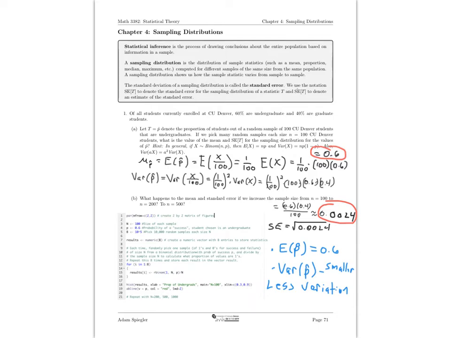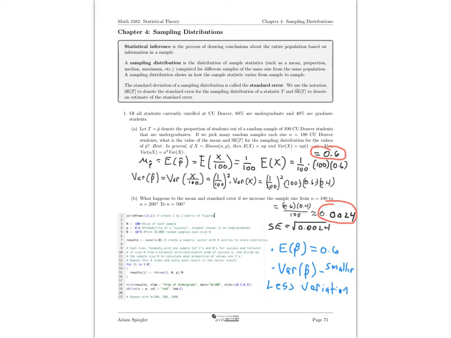So here's some R code down here. What I'm doing here is saying, let's say we have samples of size 100, and we have a probability of success of 0.6. So anytime I pick one person out of the 100, the odds that they're an undergrad is 0.6. And I'm going to repeat by picking 10,000 random samples, each of size 100. So this is going to simulate picking random samples of size 100 over and over and over again.